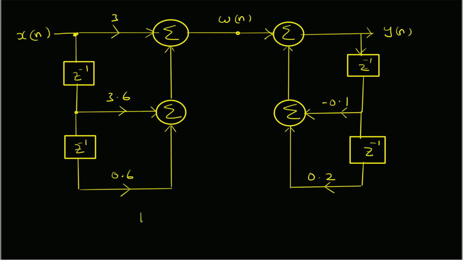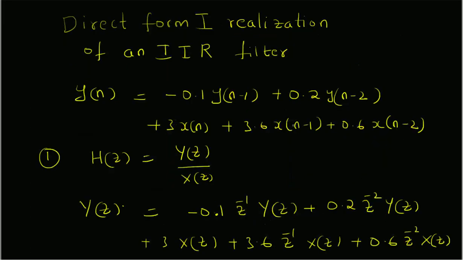So this is the direct form 1 realization. To summarize, in this video we have looked at the direct form 1 realization of an IIR filter from the given system equation. The first step is to find the system function. The system function is defined by y of z over x of z.